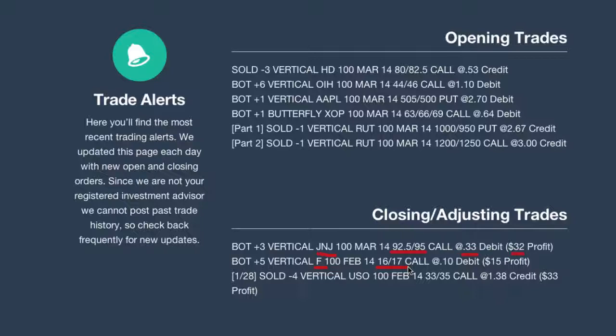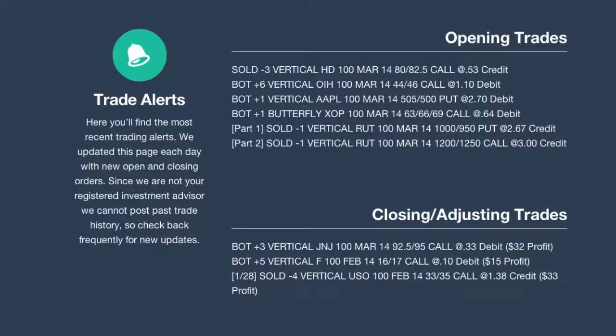Have trades on both sides of the market. As the market starts to fall, we take some of these call spreads off. As the market rallies back up, we'll start adding more call premium and also taking off some of the put spreads that we've been adding the last couple weeks. So let's go over some of the opening trades that we made here today.